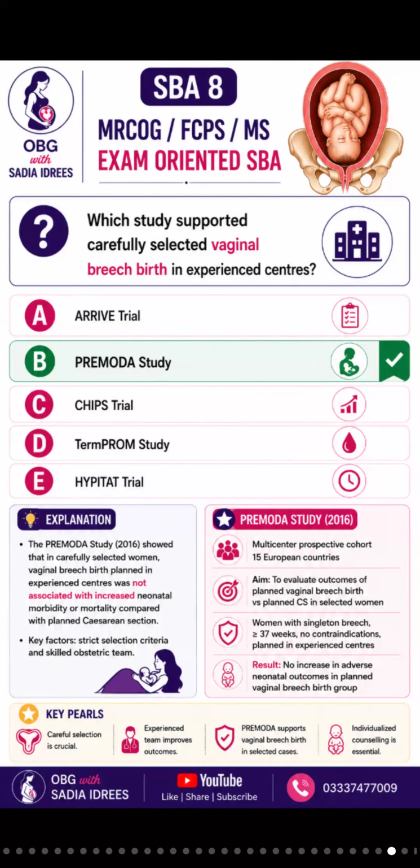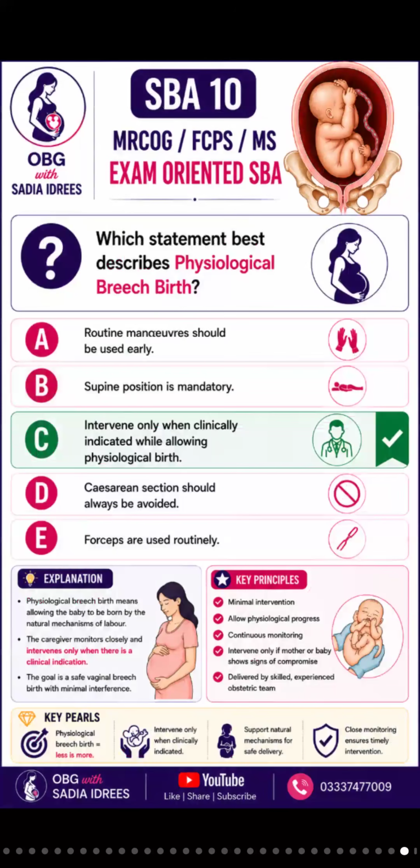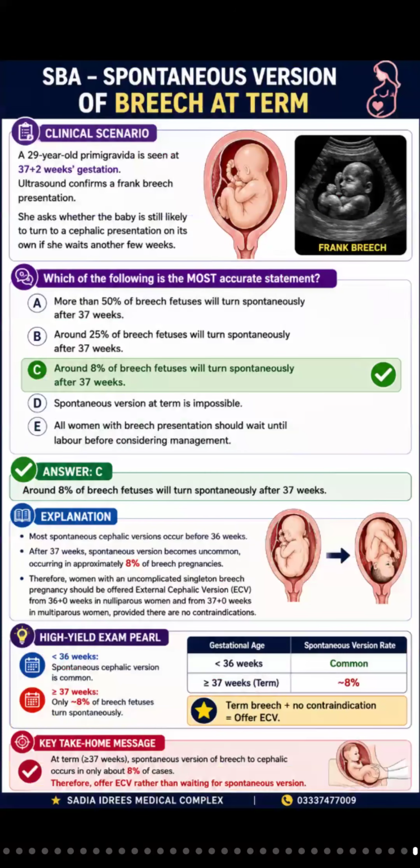Which statement best describes physiological breech birth? Intervene only when clinically indicated while allowing physiological birth with a hands-off technique. It was a past record. A 29-year-old primigravida is seen at 37 plus 2 weeks gestation. Ultrasound confirms a frank breech baby, but she asks whether the baby is still likely to return to cephalic presentation. So the answer was that around 8% of breech fetuses will turn spontaneously after 37 weeks. This is an exam-oriented point.